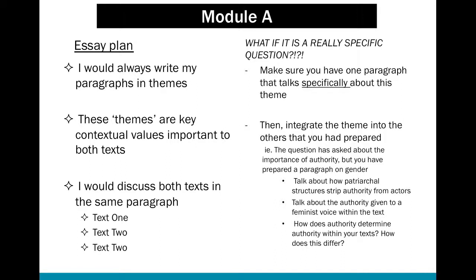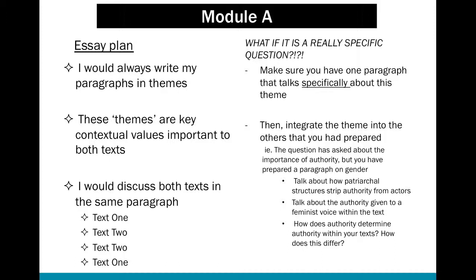For an essay plan, I would always write my paragraphs in themes, and these themes are contextual values that are important to both texts. I'm talking about themes like authority, power, education, those types of things, big universals that you can talk about with any text, once again. I would discuss both texts in the same paragraph. So it would go text 1, text 2, text 1, like a sandwich, and then obviously flipped for the next paragraph, so text 2 first, text 1 in the middle, and then text 2 at the end again.